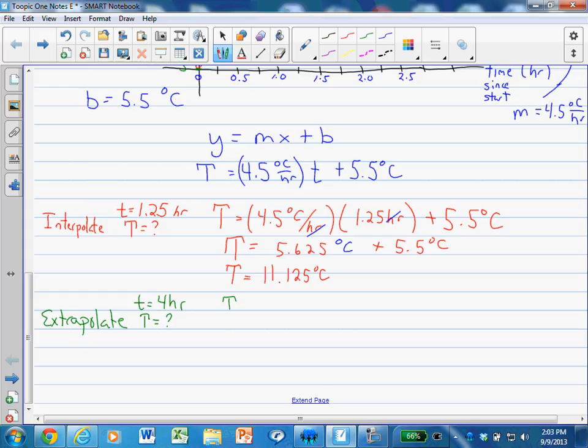T equals same model, 4.5 degrees Celsius per hour. Now it's 4 hours. So the same model, we're just plugging in for that. 4.5 times 4 is 18, and the hours cancel. So we have 18 degrees Celsius plus 5.5 degrees Celsius. So our T equals 23.5 degrees Celsius.